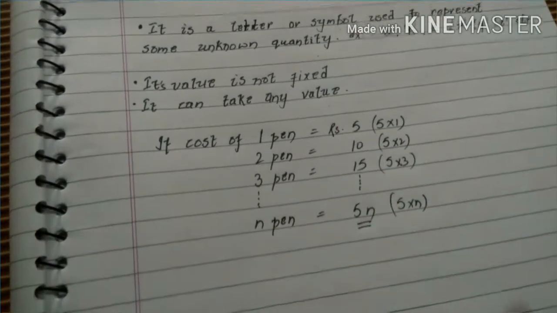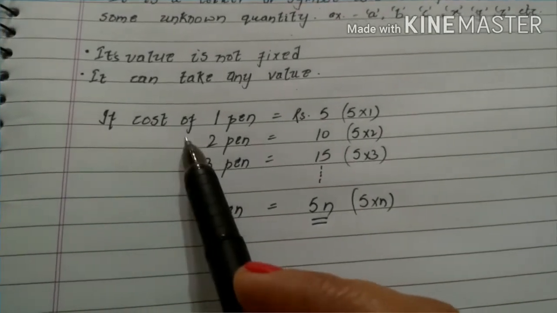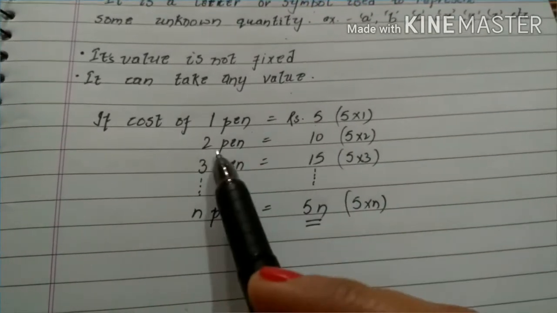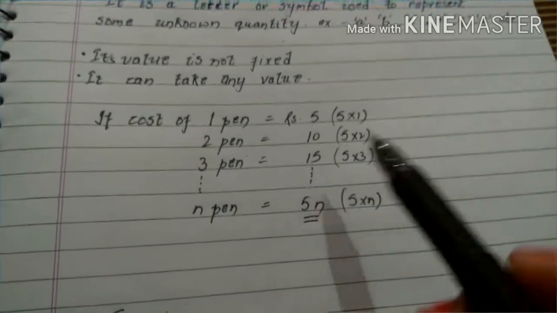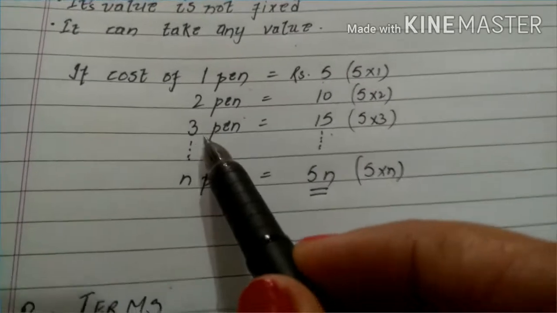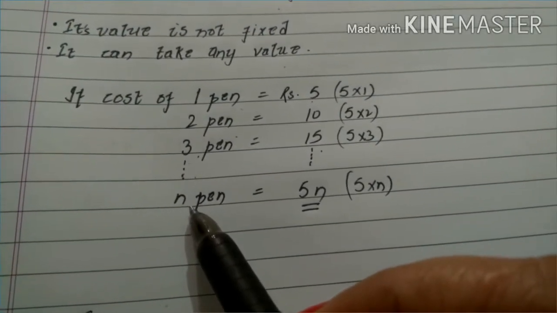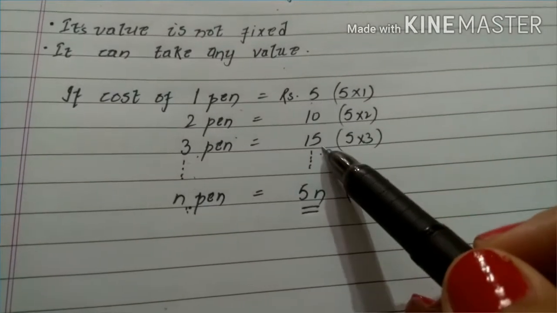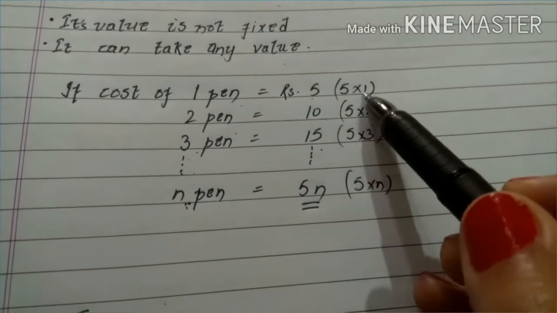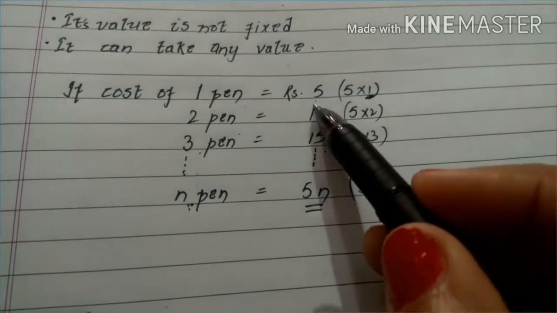Let's understand it completely with this one example. If the cost of 1 pen is 5, 2 pens will be 10. The cost of 3 pens will be 15. Clear? Similarly, if you want to find the value of n pens, meaning any number, n is always a variable whose value keeps on changing and can take any value. So if you check here, 5 into 1 is for the number of pens, which is 5.